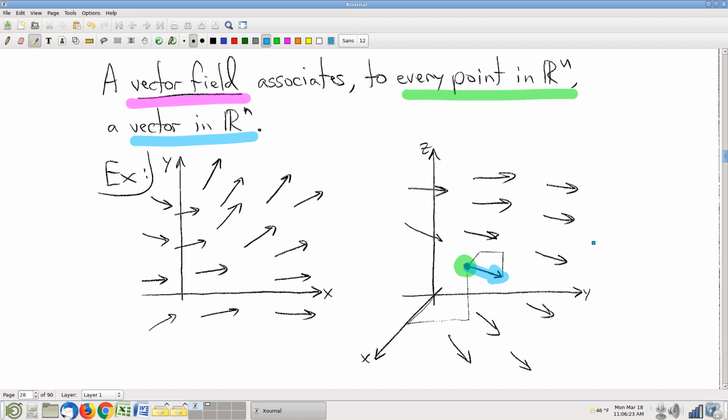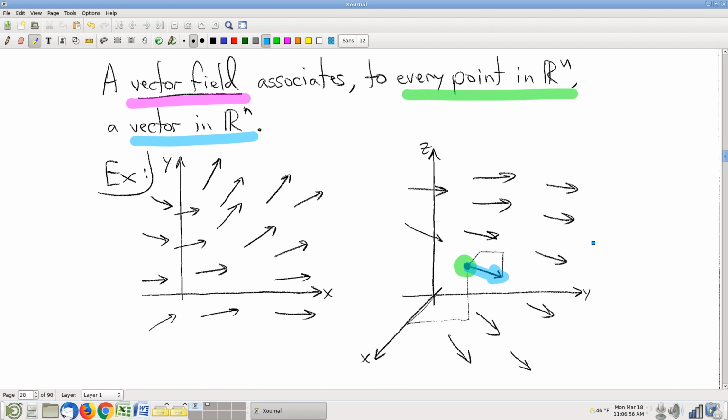Now, why would we do such a thing? We're going to spend some time talking about this, but you could imagine, for example, that maybe this represents the flow of a fluid. You can almost see the fluid flowing, right? Something like that. It might represent forces or something. Wherever you are, here's how the magnetic forces or electric forces or gravitational forces act on you at that point. Something along those lines.